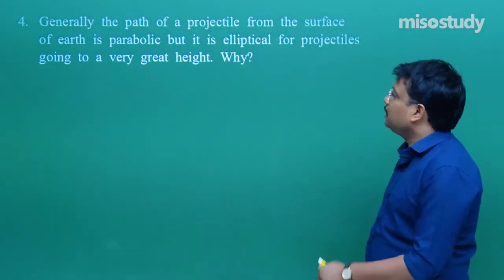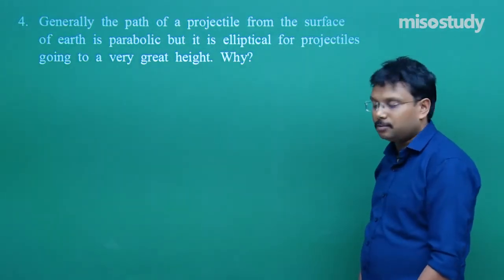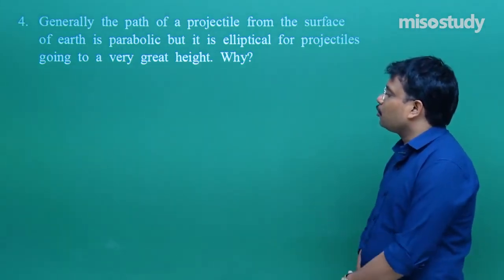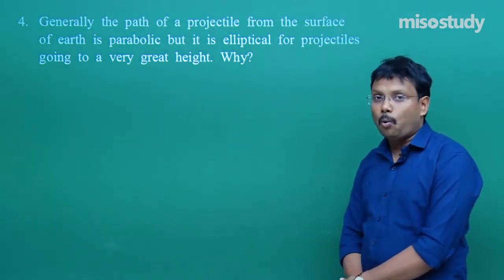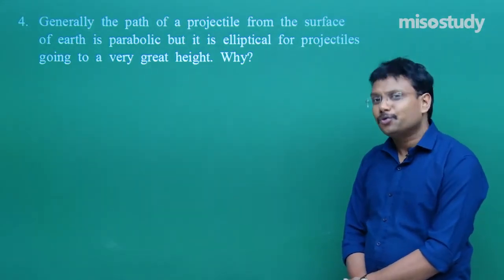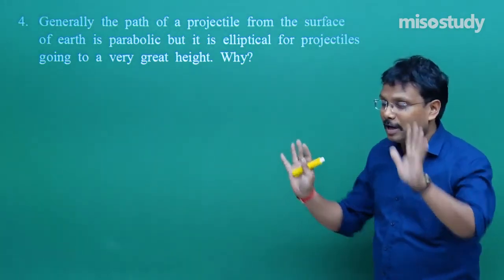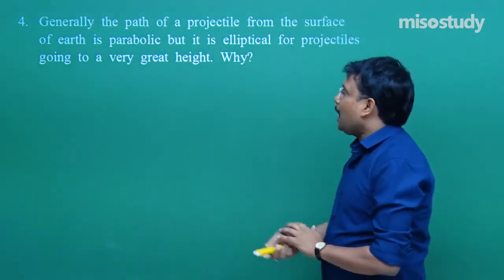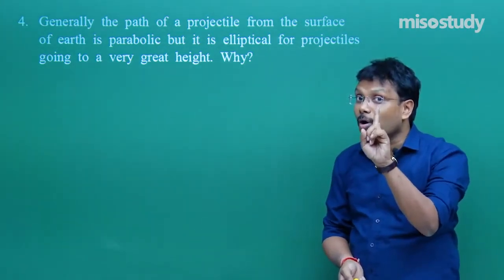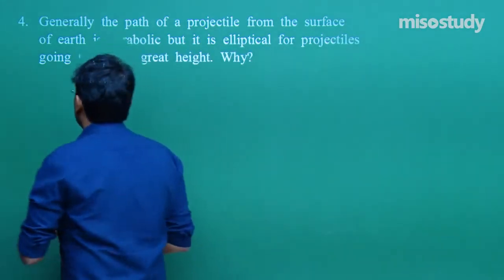Now generally the path of a projectile from the surface of earth is parabolic, okay, but it is elliptical for projectiles going to a very great height. Why? So in 2 marks, at least, to score these 2 marks you have to write down 2-3 lines. And what are those lines? The path of a projectile from the surface of earth is parabolic because of one term, and that one term is, I think I should write down the complete sentence.